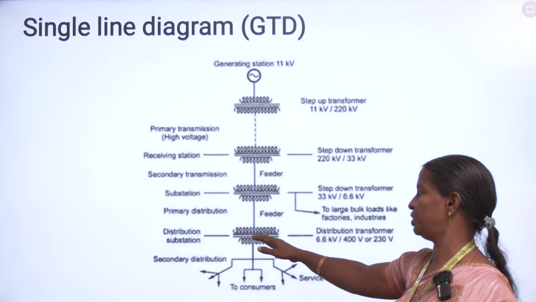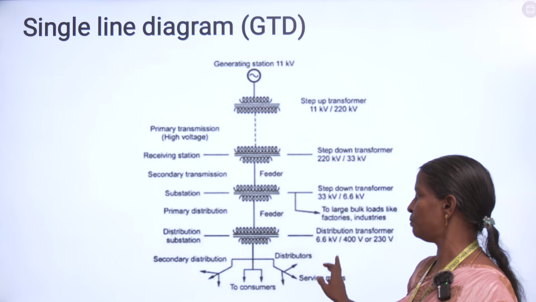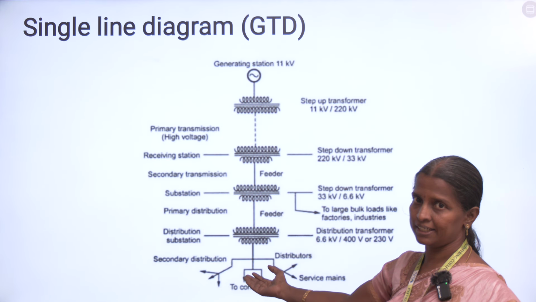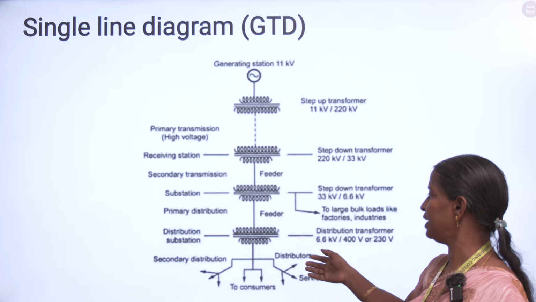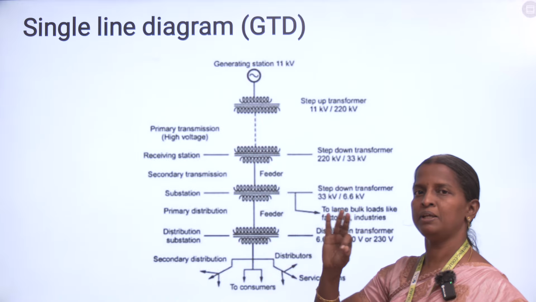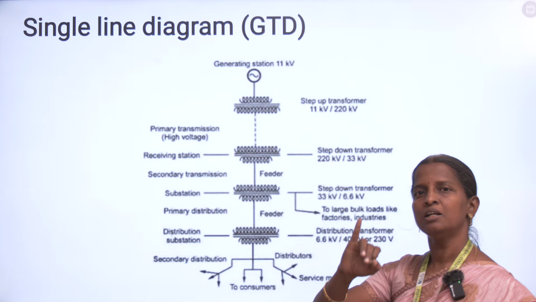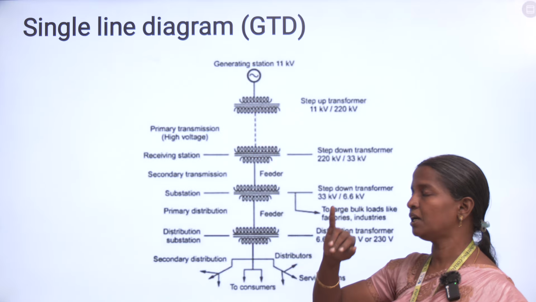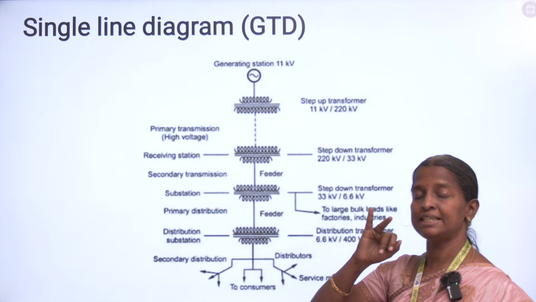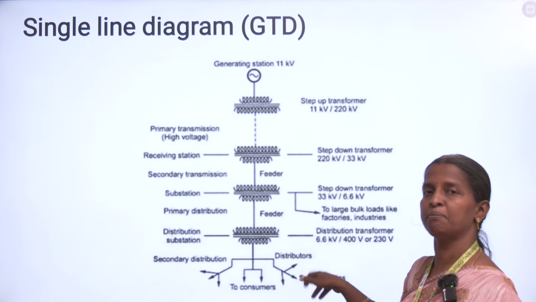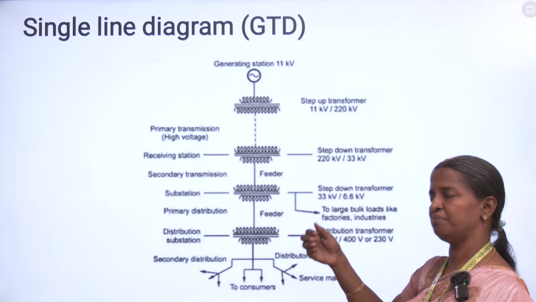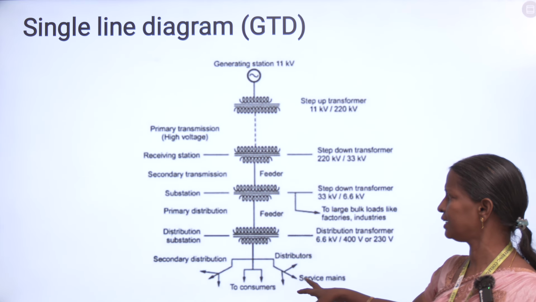It will be again stepped down and here it will be distributed to so many consumers via the distributors. It is called secondary distribution, and here we will use the service mains. Service main is nothing but that from which we are taking the connection to the house. So the three main conductors are feeder, distributor and service main. Feeder will be designed based on the current carrying capacity, and the distributor will be designed based on the voltage, because we are tapping so many voltages. And then the service main is nothing but that from which we are taking the connection. These are the main things.